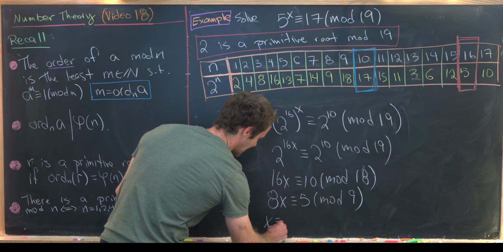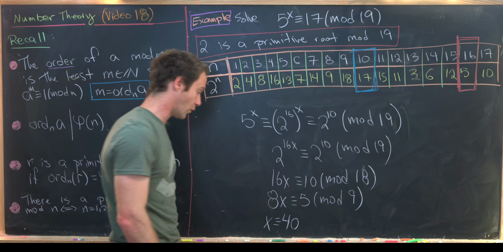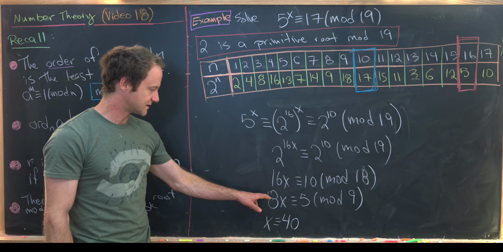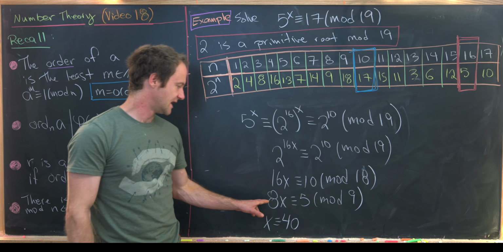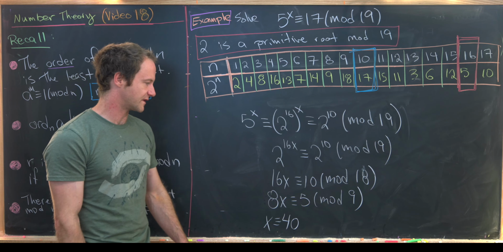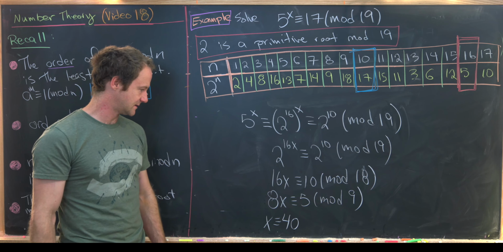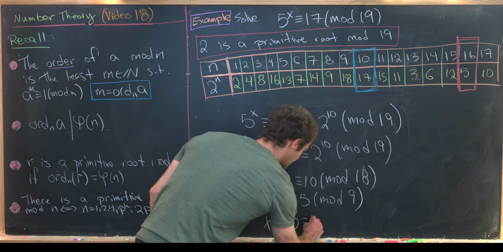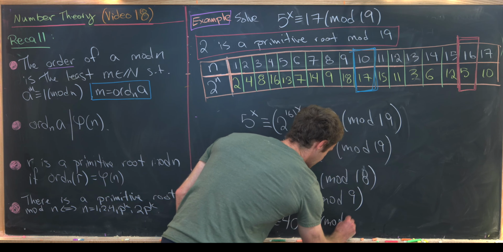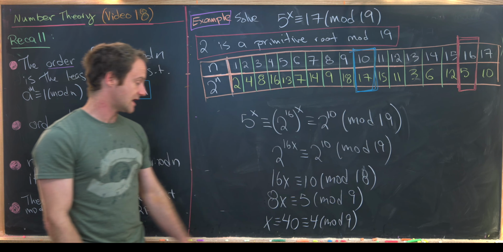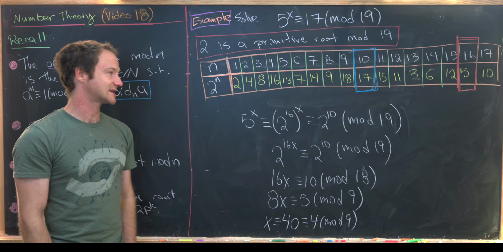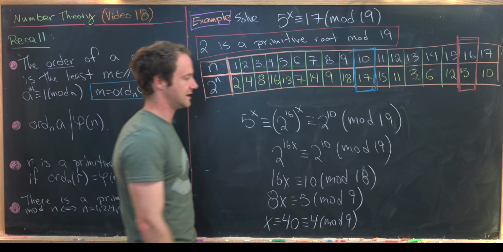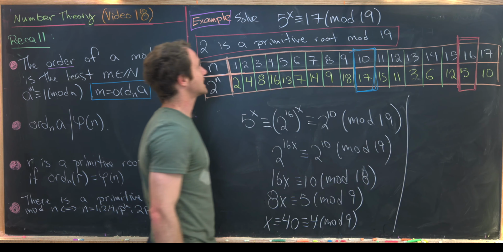That tells us that x is congruent to 40. Again, multiplying both sides by 8. Here we'll get 64, which is 1 more than 63 as expected. Here we'll get 40, but reducing that mod 9, we will get 4 mod 9. So in the end, our answer is x is congruent to 4 mod 9. So we've got x is equal to 4.